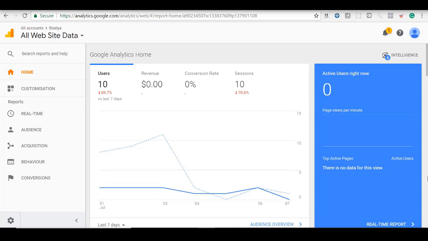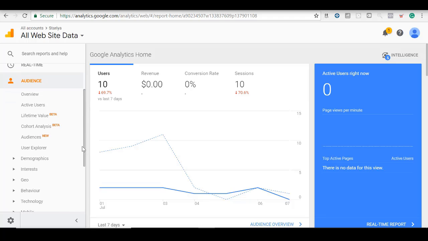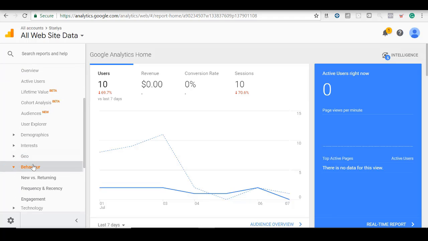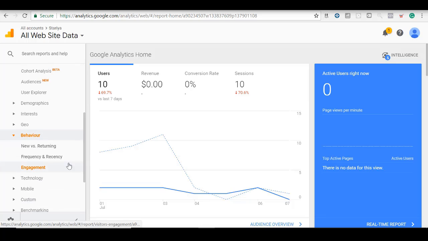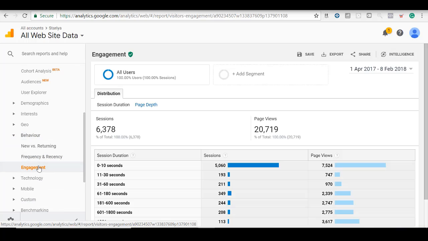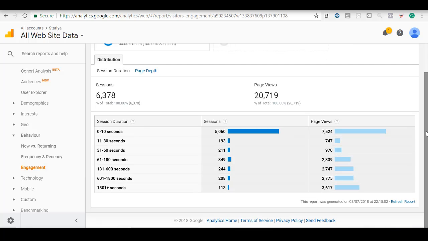Once again, here we are back at the main dashboard for the test account, the live account in Google Analytics. Following on from the previous lecture, we were looking at audience behavior. Let me scroll down to that, and it was new versus returning. So I just want to show you engagement now. It's closely linked to that, but it gives you an added dimension and some other data from different angles. This is basically session duration split up into different segments, and the total number of sessions.